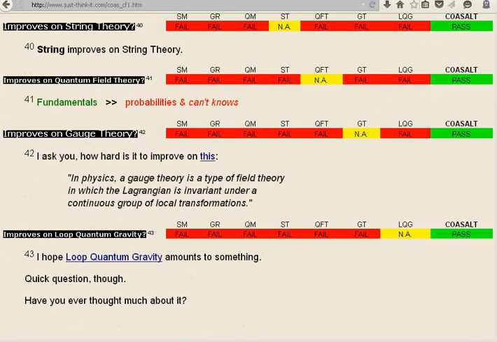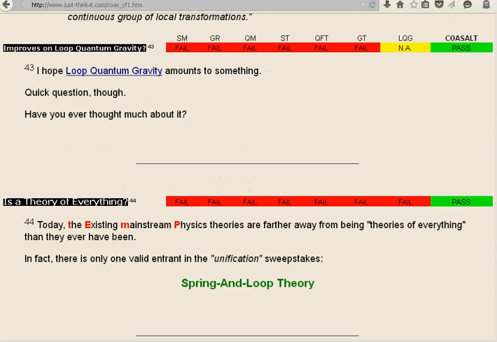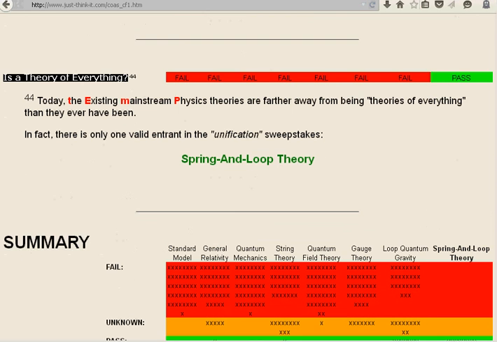Number 43. Does the theory improve on loop quantum gravity? I hope loop quantum gravity amounts to something. Quick question though, have you ever thought much about it? Finally, question 44. Is the theory a theory of everything? Today, the existing mainstream physics theories are farther away from being theories of everything than they ever have been. In fact, there is only one valid entrant in the unification sweepstakes: spring and loop theory.